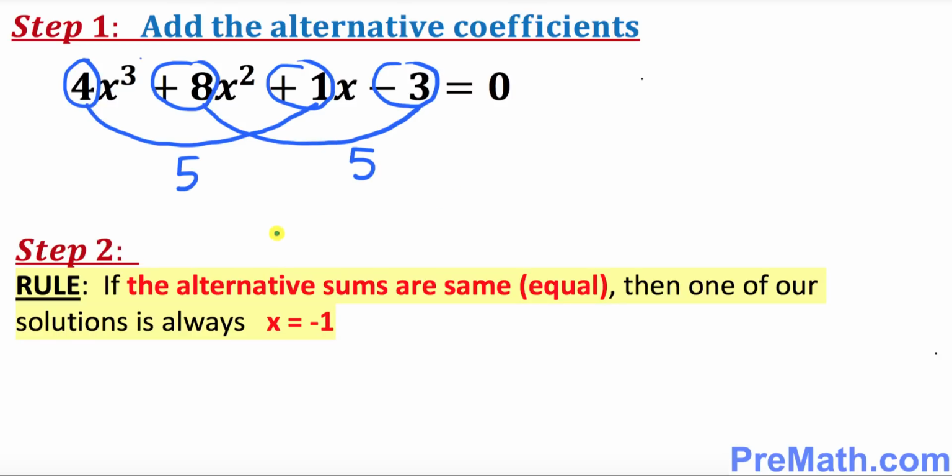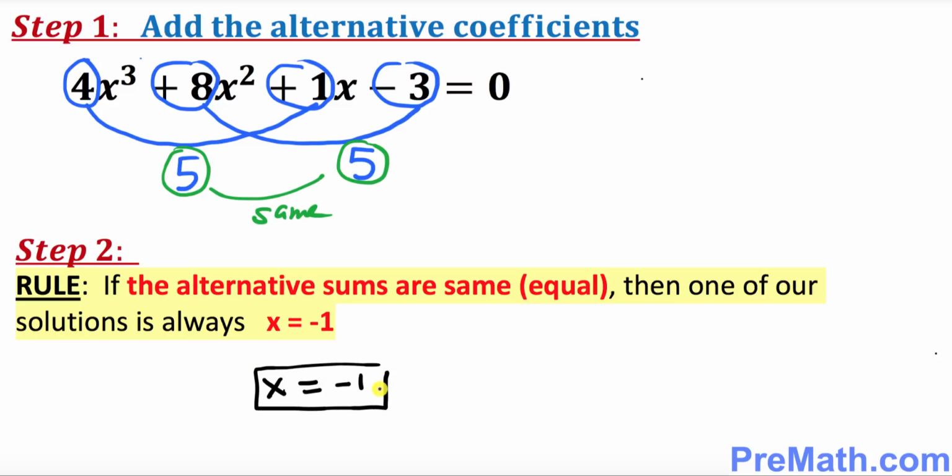In the second step, this is the rule that you have to remember. If this alternative sum that we got in both cases, if these two numbers, this 5 and 5, are the same, then one of our solutions will always be x equal to -1. Now ask yourself, are these numbers 5 and 5? Yes, they are the same, they are equal. So as long as these numbers are the same, one of the solutions turns out to be x equal to -1. That rule is going to work always as long as the sums of these alternative coefficients are the same.